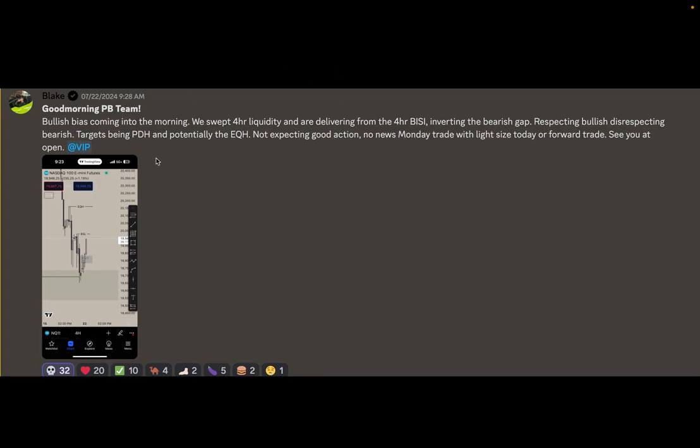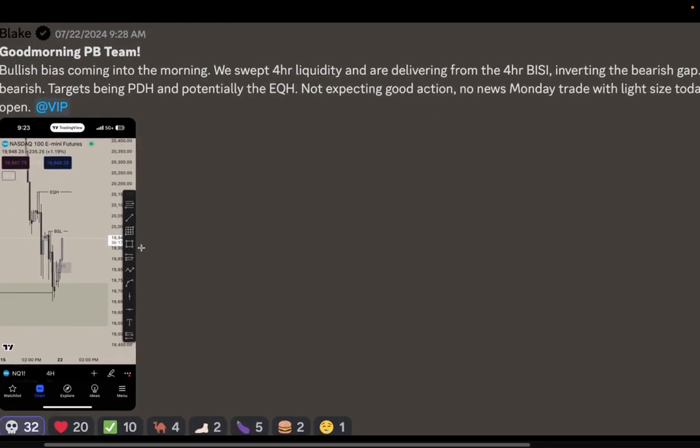So here for today, bullish bias coming in the morning. We swept 4-hour liquidity and we're delivering from this 4-hour BISI, inverting this bearish gap. Respecting bullish, disrespecting bearish. All right. Targets being previous day high, essentially equal highs. Not expecting good action, whatever.